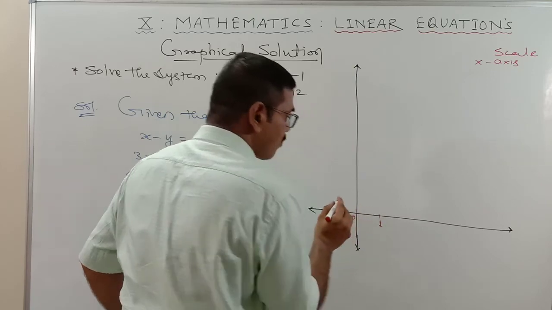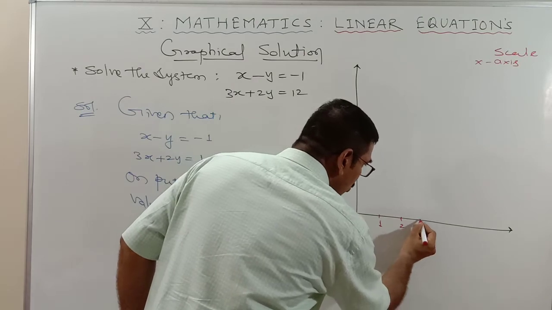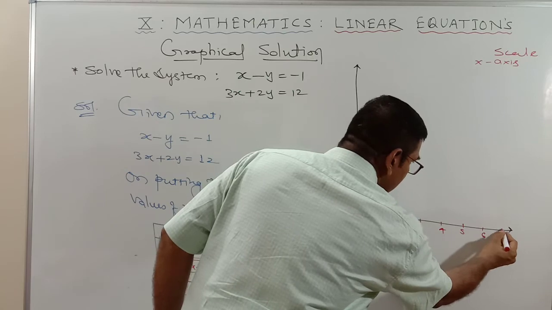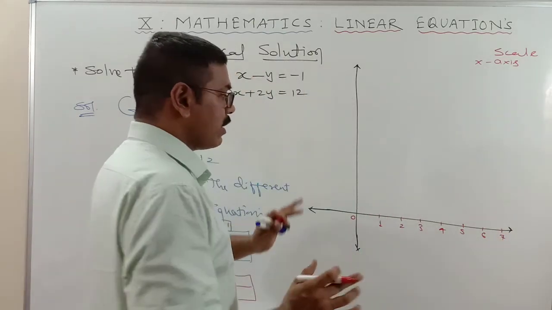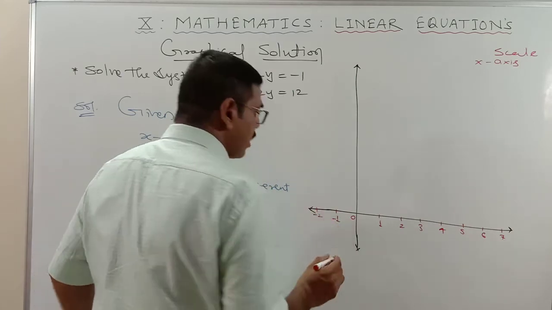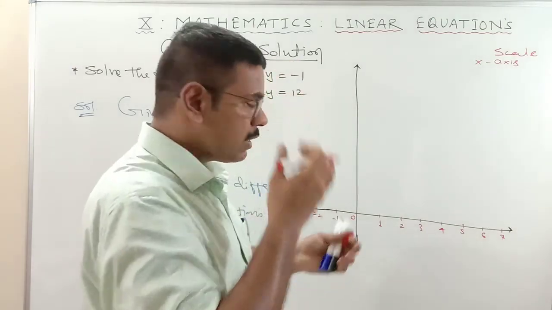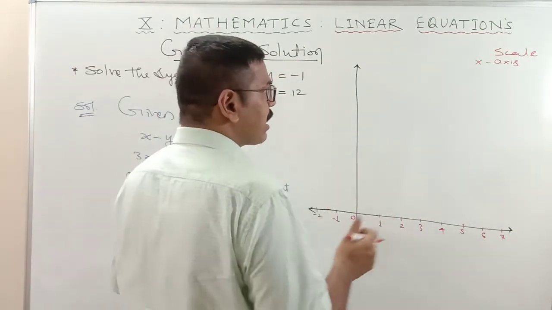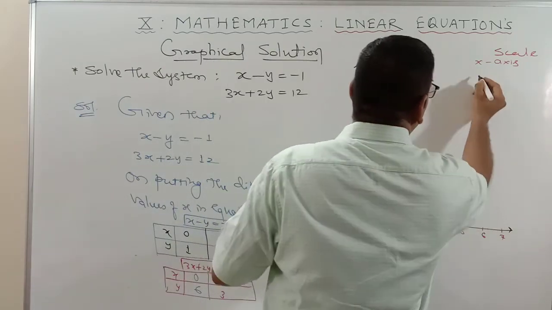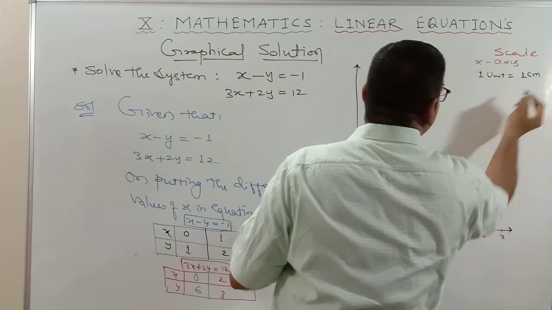You are taking 1 centimeter as 1 unit. So 2, 3, 4, 5, 6, 7. On graph paper, you will easily determine the distances. You need not determine them by scale; the distances are given on the graph paper. So on the x-axis you are writing 1 unit is equal to 1 centimeter.